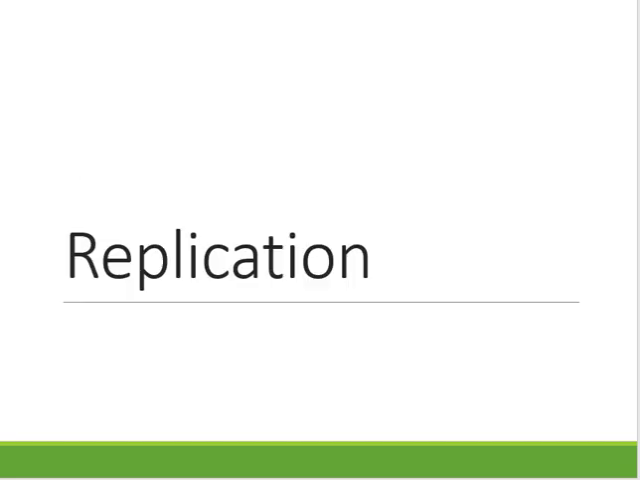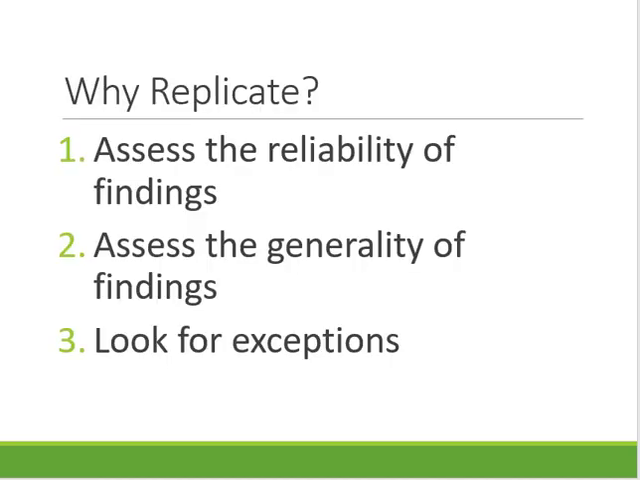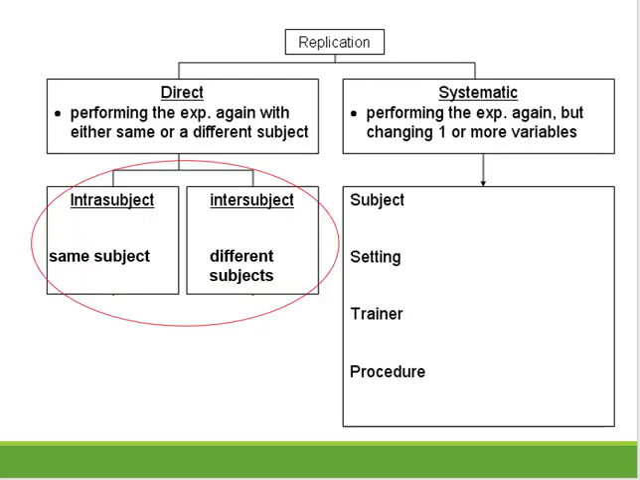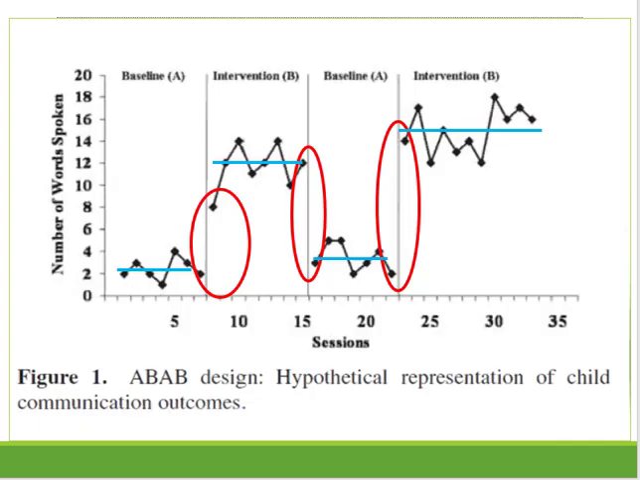In this segment of the presentation, we'll focus and revisit what we know about replication. In single subject experimental design, the 3 main reasons that we replicate include to assess the reliability of findings, to assess the generality of findings, and to look for exceptions. Let's gain some practice with identifying intra and inter-subject replication.